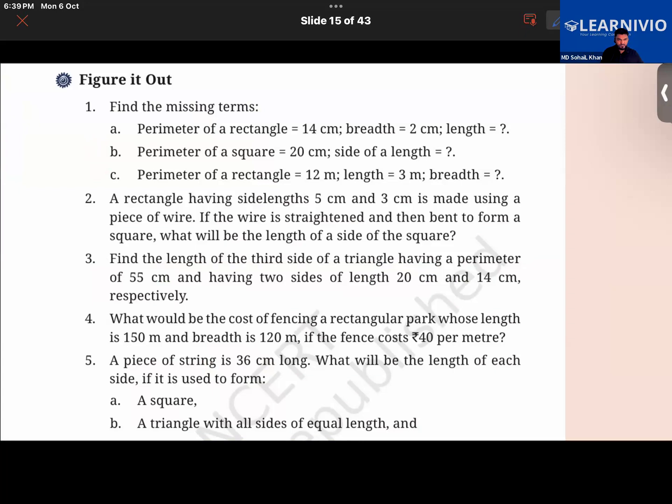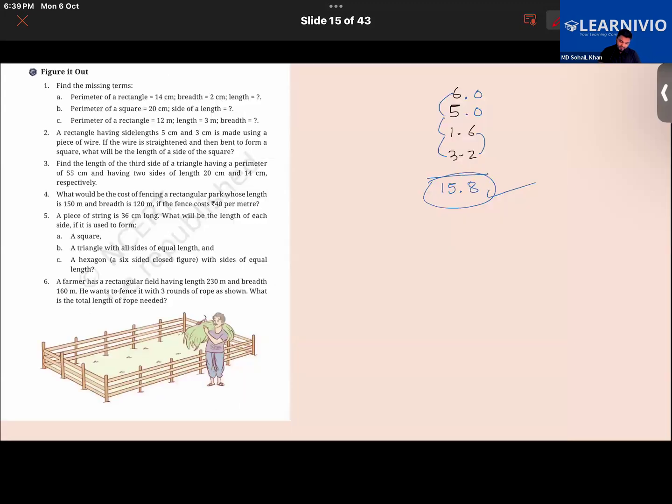A rectangle having side length 5 centimeter and 3 centimeter is made using a piece of wire. If the wire is straightened and then you form a square, what will be the length of a side of the square? Okay, so there's a rectangle.